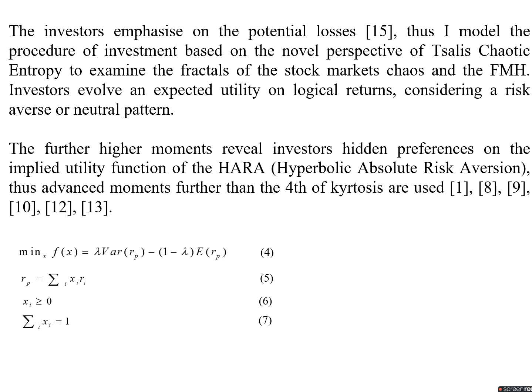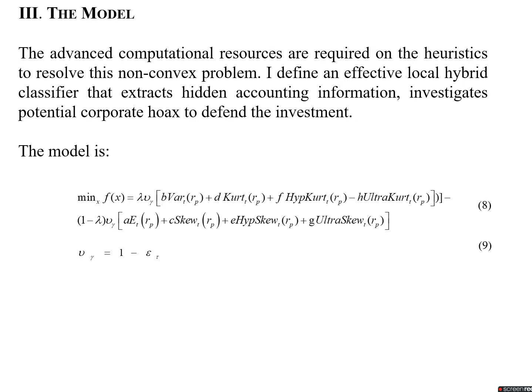Investors evolve an expected utility on logical returns, considering a risk averse or neutral pattern. The further higher moments reveal investors with hidden preferences on the implied utility function of the HARA. Thus, advanced moments further than the fourth of the kurtosis are used. The optimization model is expressed in equality number 4, as it has been updated by Parpas and Maringer.